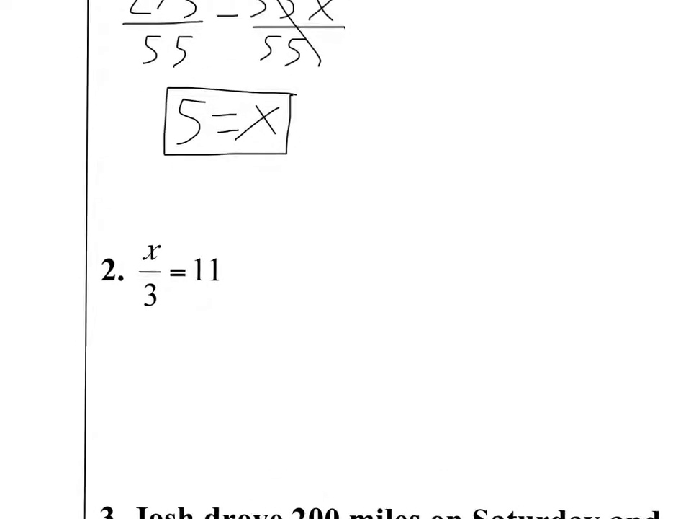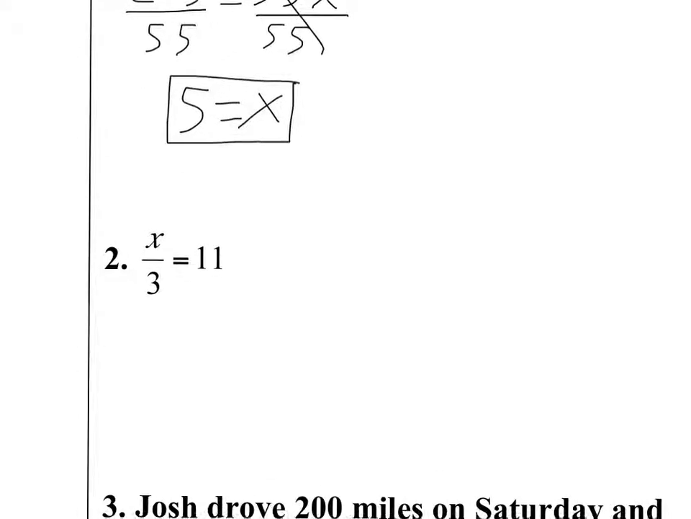Simply put, for number 2, x over 3 equals 11. Well, notice how there's a number below the x, and we need to get x by itself. The opposite of division is multiplication. So what we're going to do is multiply both sides by 3. We cancel these. We have x on the left side, and then 11 times 3, well, simply put, it's going to be 33.